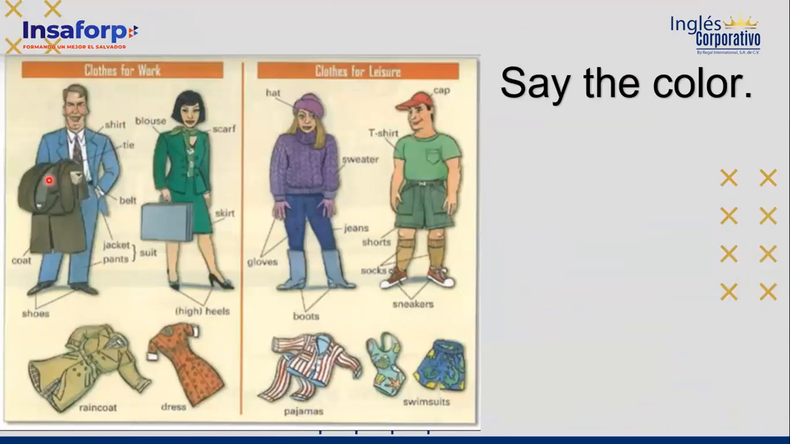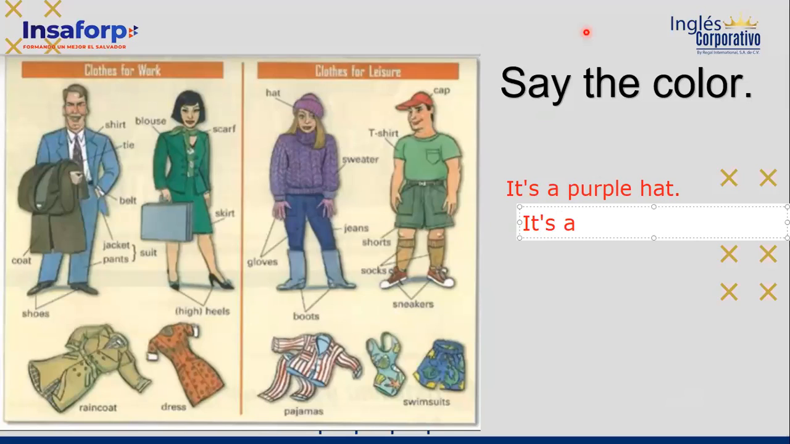So let's say the color of the following clothes. Can you please tell me the name of the clothing and the color? Let's see, for example, what color is it? Purple. What is it? Okay, what is it? You say purple hat. It's a purple hat. So to say the color of the items in English, the color is first. So the answer is a purple hat. It's a purple hat. And what color is, let's see the next. Oh, what is it? Cap. The red cap. It's a red cap. Okay, excellent. So you say it's a red cap.